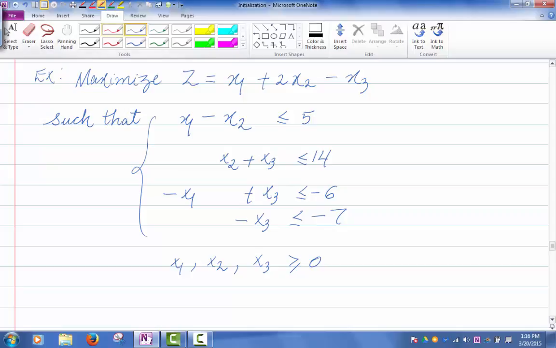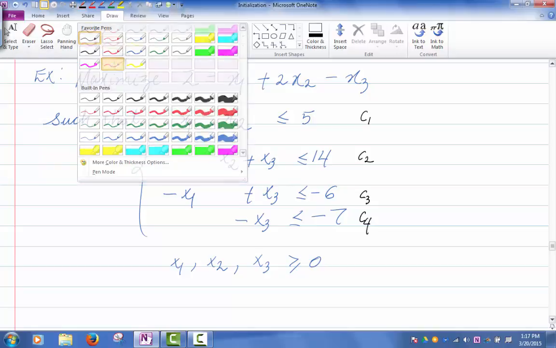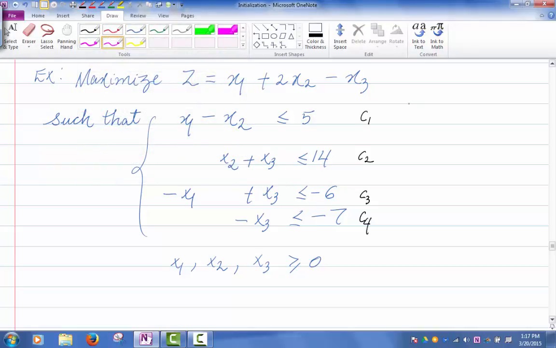Let me use red, maybe black. Let's look at the first two. Let me call these constraints C1, C2, C3, C4. Okay, and let me first of all say, let's add C1 and C2.